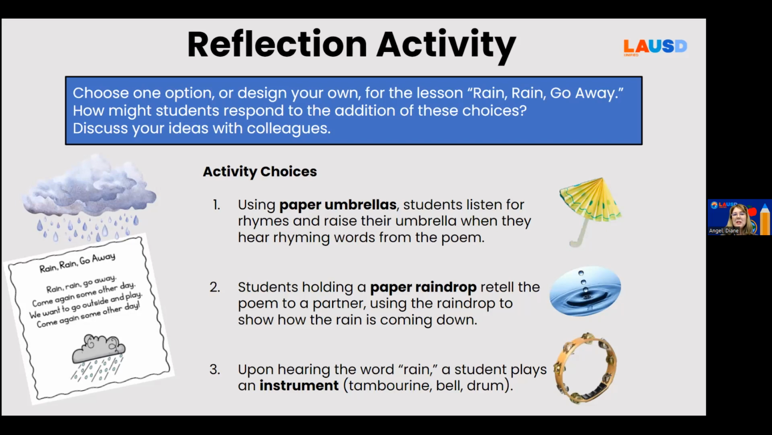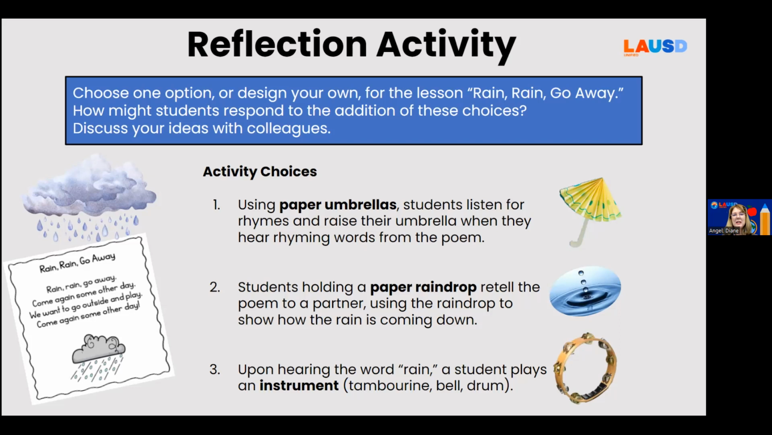They have the option using paper umbrellas. Students listen for rhymes and raise their umbrellas when they hear rhyming words from the poem. Students holding a paper raindrop retell the poem to a partner, using the raindrop to show how the rain is coming down. Upon hearing the word rain, a student plays an instrument. It could be a tambourine, a bell, or a drum.